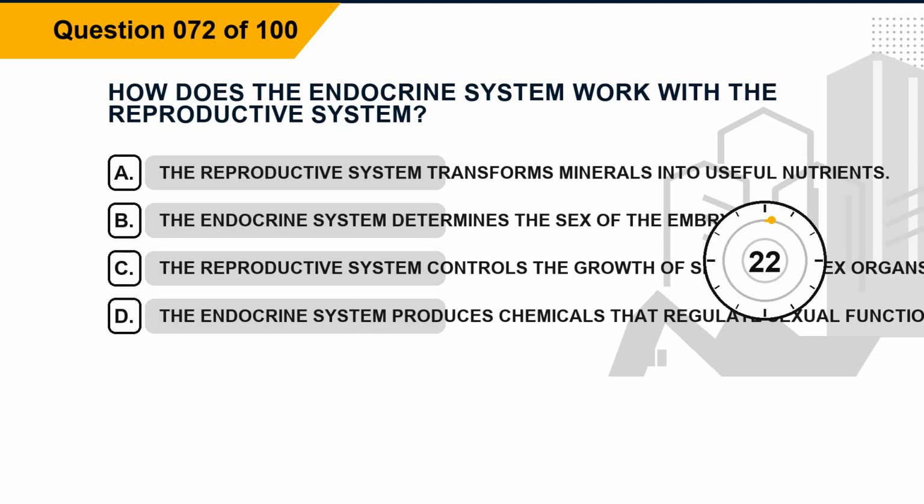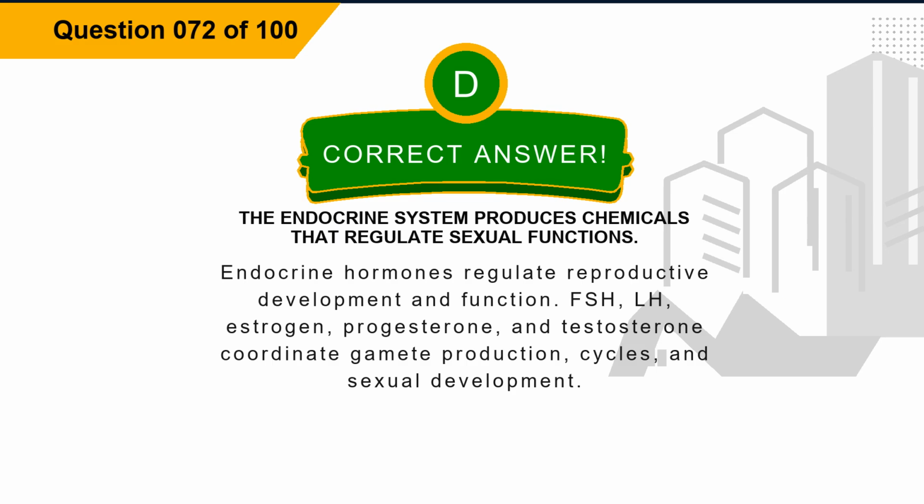Question 72. How does the endocrine system work with the reproductive system? Option A, the reproductive system transforms minerals into useful nutrients. Option B, the endocrine system determines the sex of the embryo. Option C, the reproductive system controls the growth of secondary sex organs. Option D, the endocrine system produces chemicals that regulate sexual functions. The correct answer is option D, the endocrine system produces chemicals that regulate sexual functions. Explanation: endocrine hormones regulate reproductive development and function. FSH, LH, estrogen, progesterone, and testosterone coordinate gamete production, cycles, and sexual development.